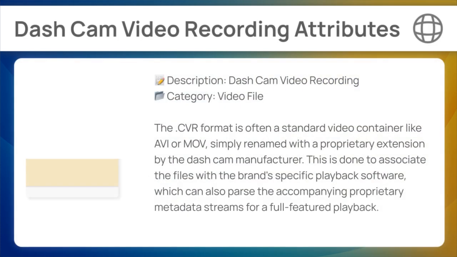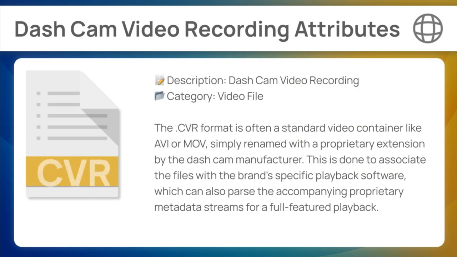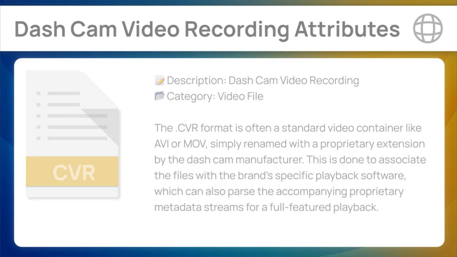The .CVR format is often a standard video container, like AVI or MOV, simply renamed with a proprietary extension by the dashcam manufacturer. This is done to associate the files with the brand's specific playback software, which can also parse the accompanying proprietary metadata streams for a full-featured playback.